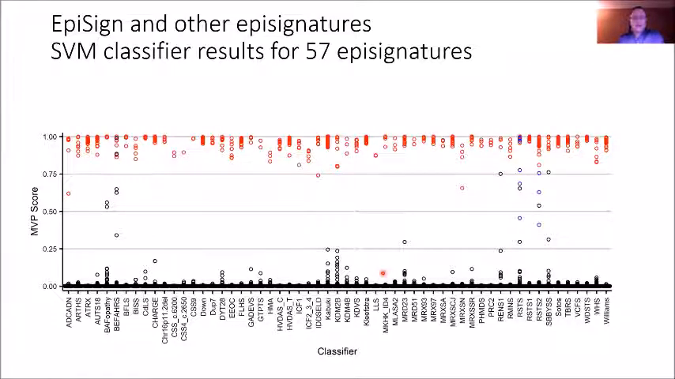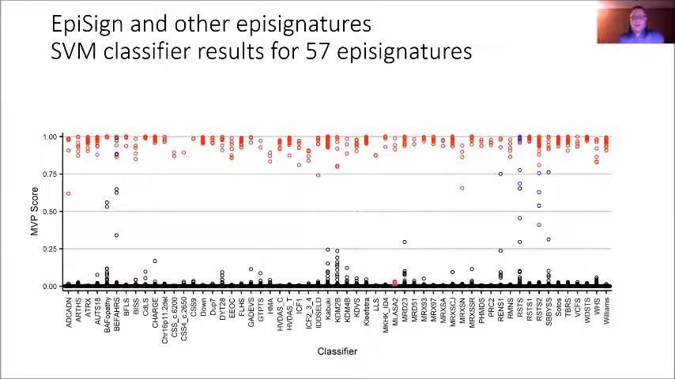We made classifiers for all 57 of these episignatures. This is showing the classifiers along the bottom and the MVP probability scores along the side. For each column here, even though it's kind of hard to tell, there are actually thousands of samples plotted. It's just that they mostly overlap. For each column in red, we have the patients with that syndrome, and in black, we have every other sample that we've tested. We can see that the patient samples generally have very high scores, and the non-patient samples generally have very low scores.